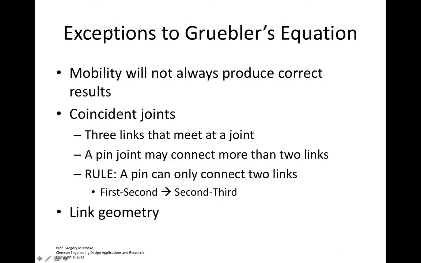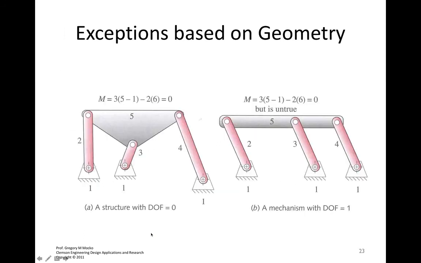There are some exceptions to Grubler's equation, so what you should know is that Grubler's equation only takes into account the number of links and the number of joints. It does not take into account the geometry. So mobility will not always produce correct results. So this is a little bit of a challenge. It won't produce correct results when we've got some of these issues, and also when we take into account link geometry.